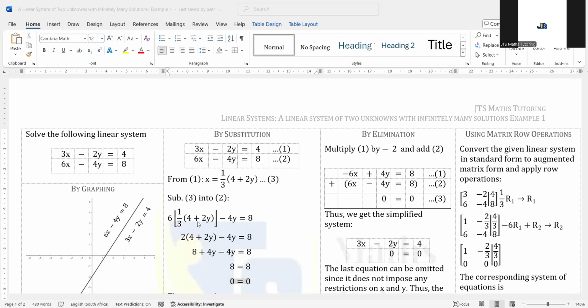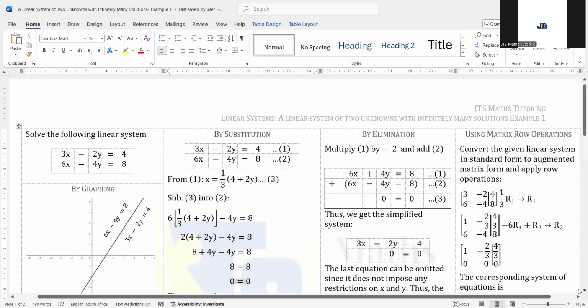6 multiplied by 1/3 gives me 2. 2 into (4 plus 2y), minus 4y, is equal to 8. You distribute the 2 inside, and you have 8 plus 4y minus 4y equal to 8, which is 8 equals 8, which is actually a true statement. I can subtract 8 from both sides to get 0 equals 0. Okay, beautiful.